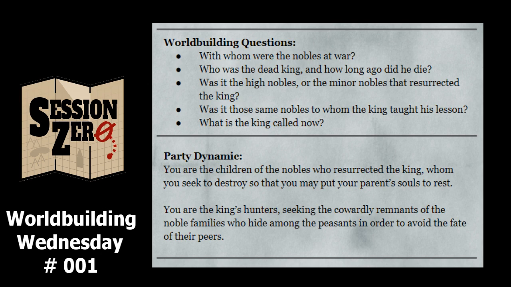The first one is, you are the children of the nobles who resurrected the king, whom you seek to destroy so that you may put your parents' souls to rest. I like that a lot. You know, your parents are these skeletons, and you're trying to kill the big bad evil guy so that you can put their souls to rest. The next one is a little darker. You are the king's hunters, seeking the cowardly remnants of the noble families who hide among the peasants in order to avoid the fate of their peers.